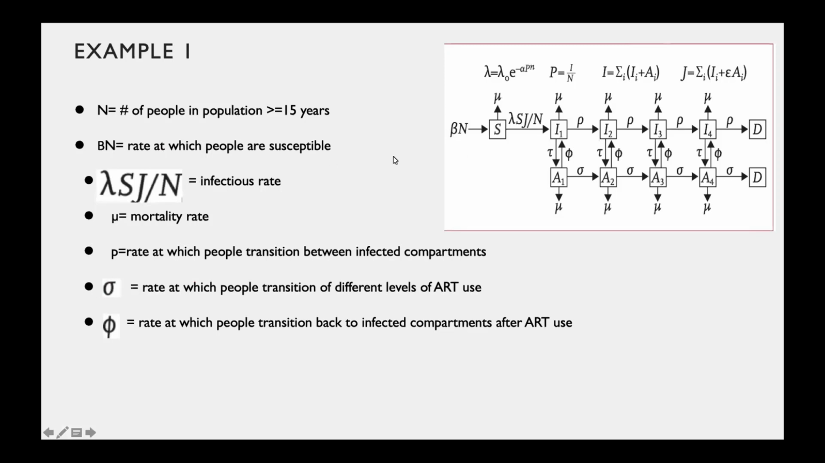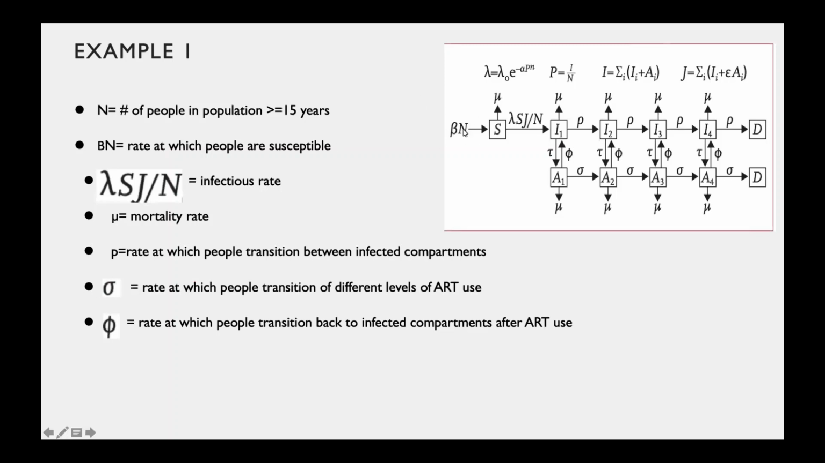Taking that into consideration, the beta N, so Forrest alluded to this earlier, is the rate at which people become susceptible. N again is the number of people in the total population, and beta here is the rate at which people are becoming susceptible, quote unquote, to HIV. Again, that takes into consideration that not everyone in the population is 15 years or older. So this is pretty much the rate at which people are turning 15 and are now at risk, or so to speak, susceptible to HIV.